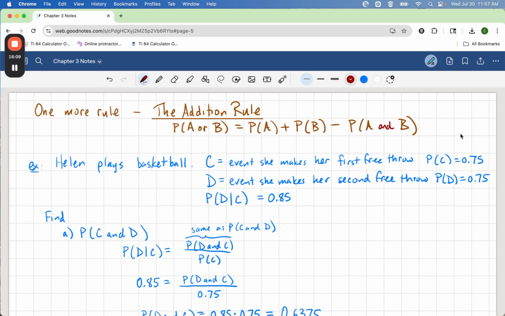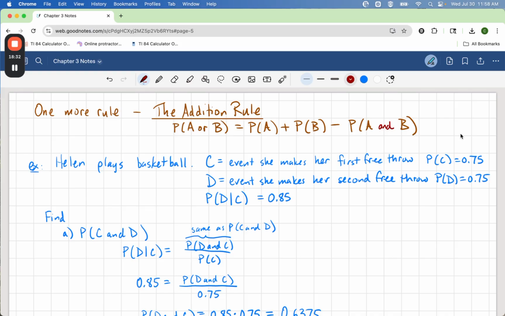B. Helen plays basketball. C is the event she makes her first free throw. Probability of C is 0.75. Probability of D is 0.75. Did I say 0.5? 0.75 for both. And the probability she makes the second one, given that she made the first one, is 0.85. So she's got that good visualization. She's going to make it.